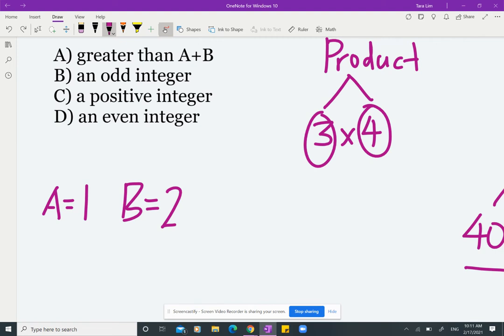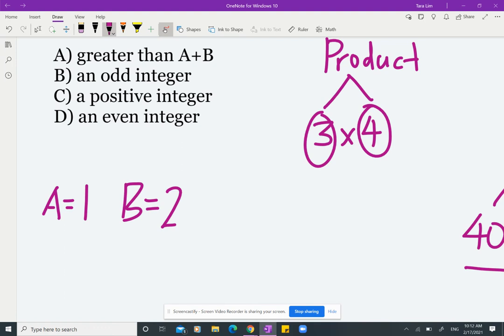For example, question A says greater than A plus B. So A plus B, first of all, is 3. So let's just write 3. And 1 times 2 is 2. So is 2 greater than 3? Well, that's not true. So it is definitely not correct. Moving on, B, an odd integer. Well, 1 times 2 is 2, and 2 is an even number.